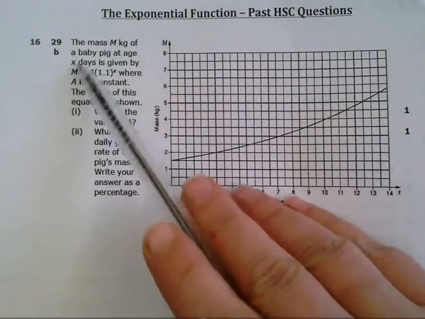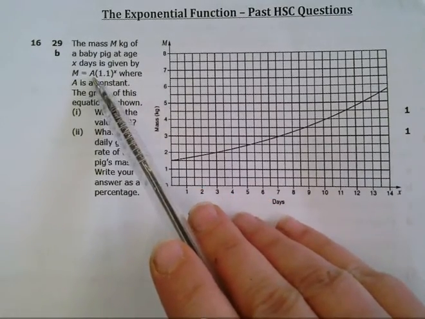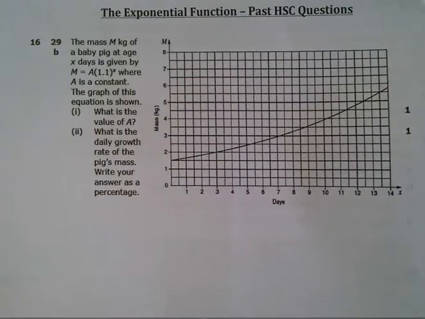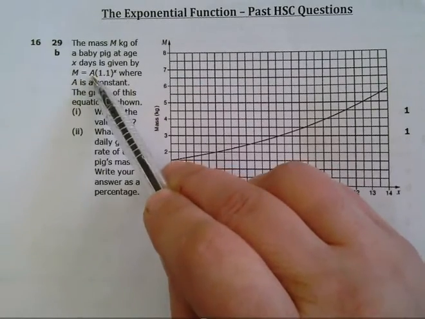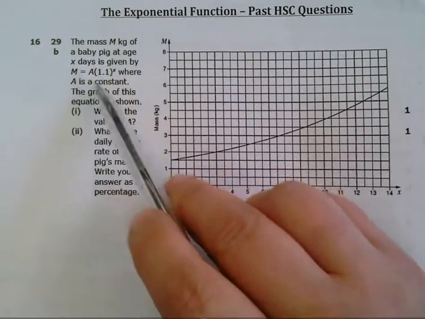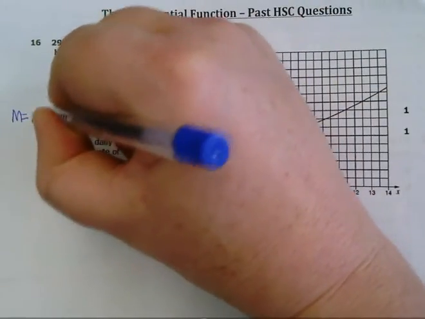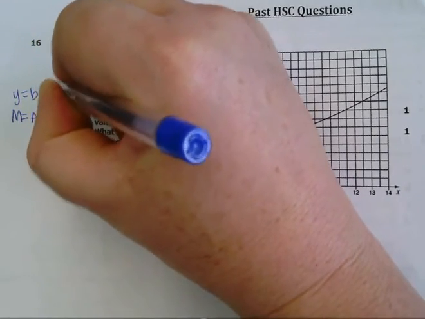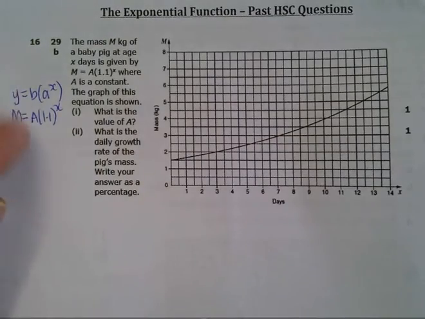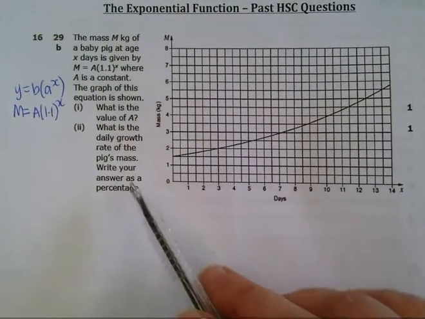Growth or decay functions, past HSC questions. The mass M of a baby pig at age X days is given by M equals A times 1.1 to the power of X. So it's exponential growth, because what's inside here to the power of X is greater than 1. A is going to be your initial amount. So it is of the form M equals A times 1.1 to the power of X, which is of this form, Y equals B times A to the power of X. That's what we were looking at yesterday. We can see the A is the B, and this little a here is the 1.1. Now it says, what is the value of A?